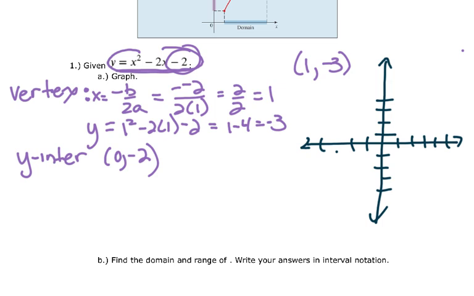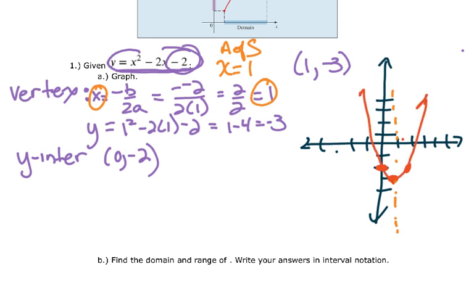So we can plot our points. Here is 0, negative 2. And we also have the vertex at 1, negative 3. Don't forget that our vertex, the x equal to 1, that's also our axis of symmetry. So if you wanted to, you could put your dashed line there. Thinking about the fact that a parabola is symmetric, if 0, negative 2 is on it, we know then that 2, negative 2 is too, because it has to be symmetric over that axis. And then that's going to give us a nice easy sketch.